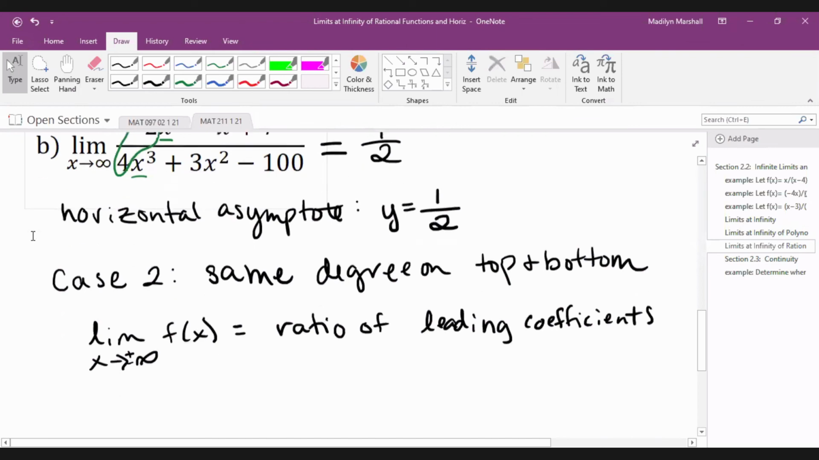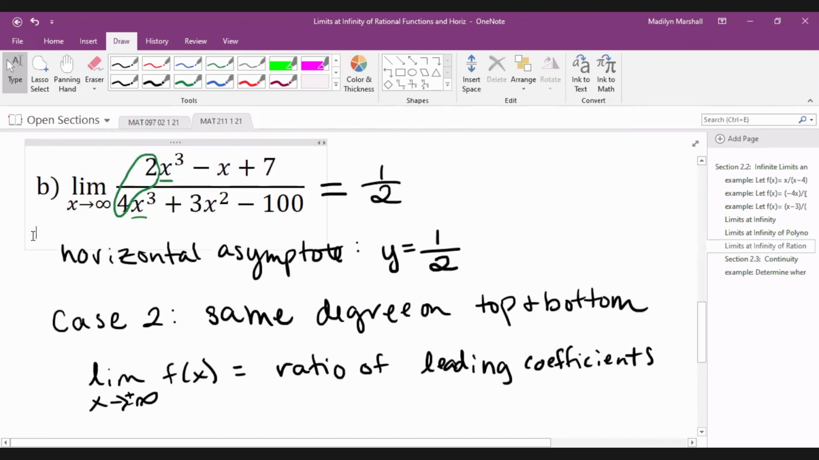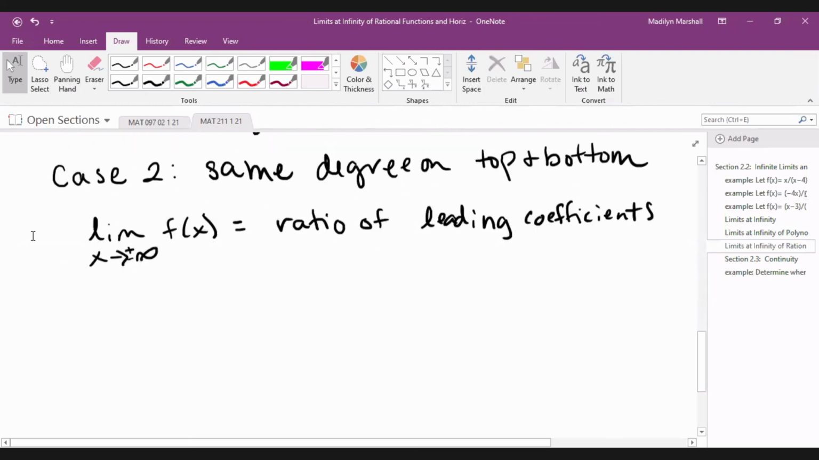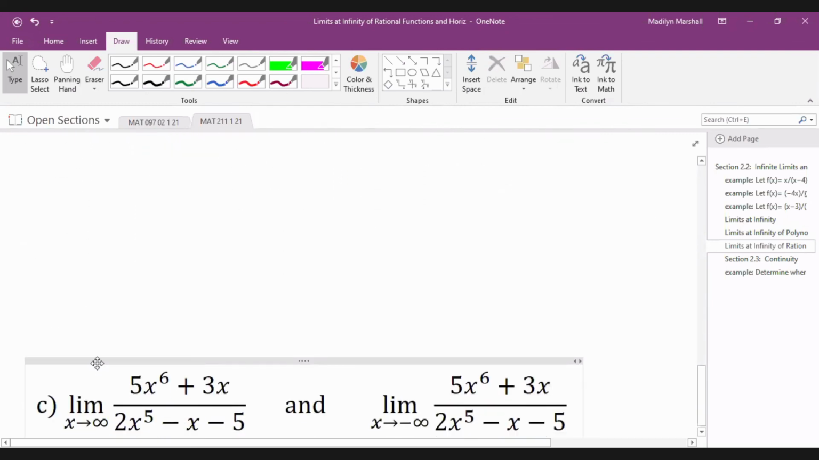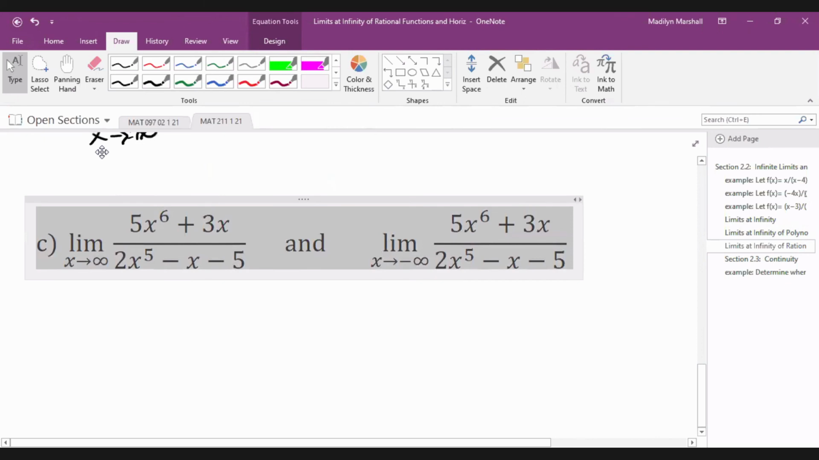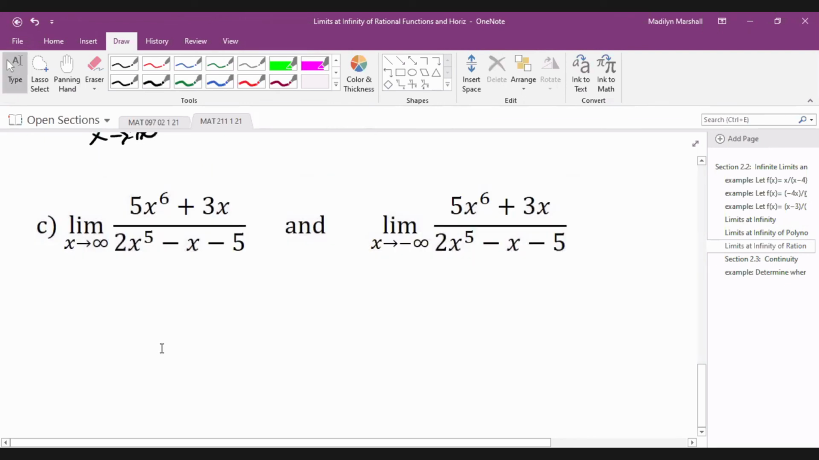So all of these come from the relationship between the top and bottom as x gets bigger. And those powers determine that growth. So we have one more case. And in this case, we're going to look at the x going to positive infinity and x going to negative infinity separately.